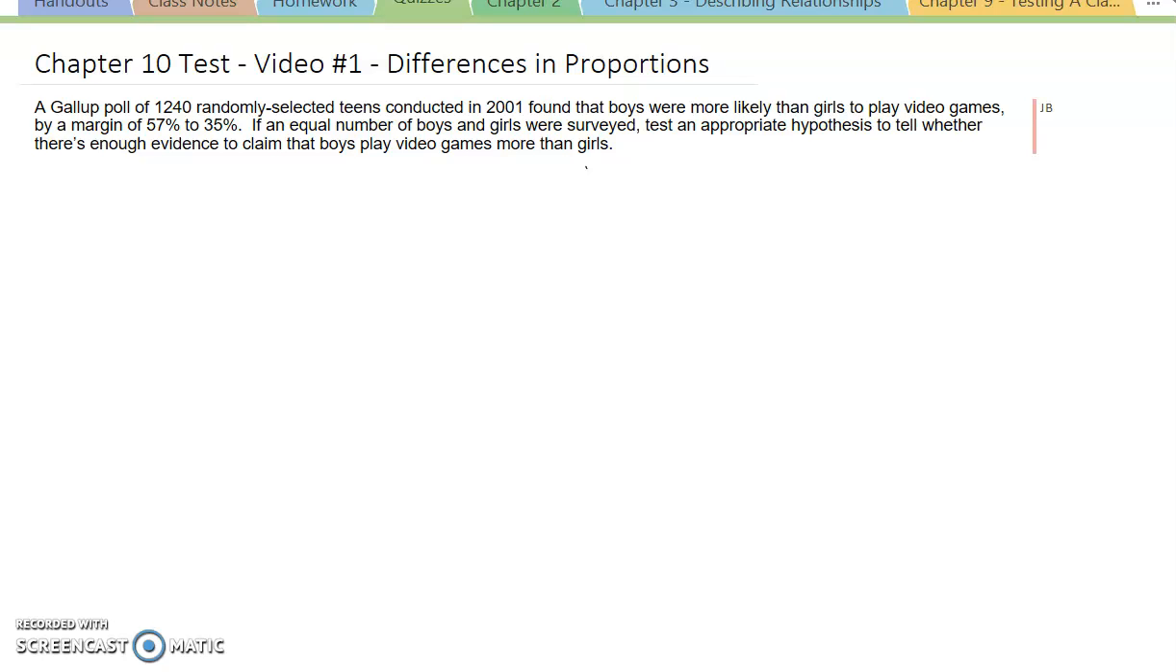Okay, so for this problem, your P1 would be 0.57. Your N1 would be 620 because it says that there's 1,240 people, but there's an equal number of boys and girls. So your number would be 620. And then we got our P1 from here, and then our P2 would be 0.35.